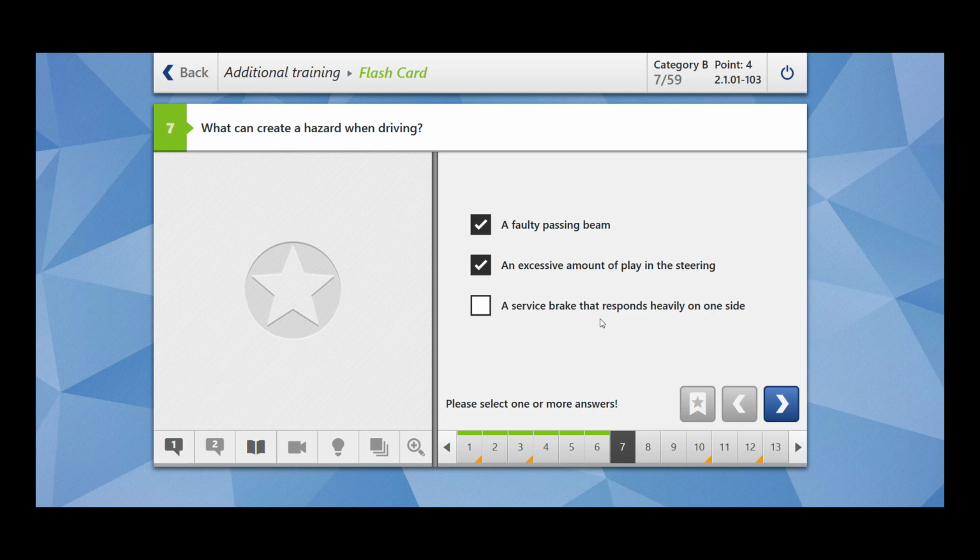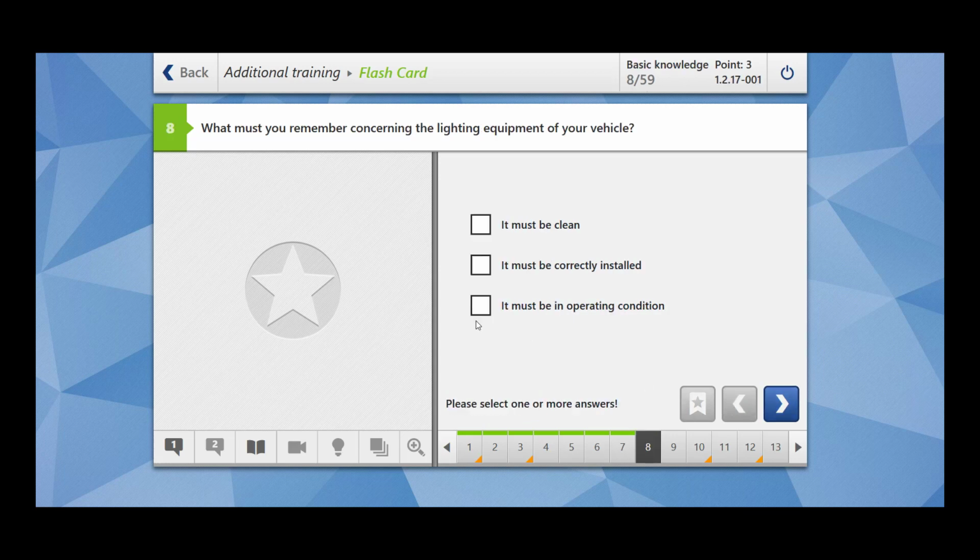A service brake that responds heavily on one side, yes. So your service brake is your foot brake. If it responds heavily on one side, like it's going to create more braking force on one side of your vehicle, let us say right, then your vehicle will steer to the right. If it creates more effect on the left, then your vehicle is going to steer to the left. So all these effects could cause hazardous driving.